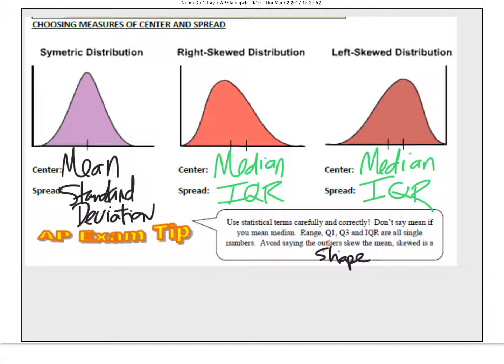And also be careful to avoid saying that the outliers skew the mean. Skew is actually a shape of the distribution. It's not something that is necessarily caused by the outliers. It's just how the data looks once it's graphed.